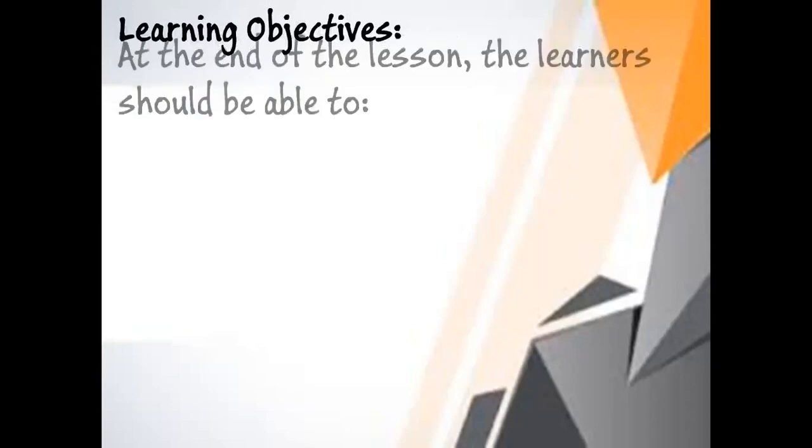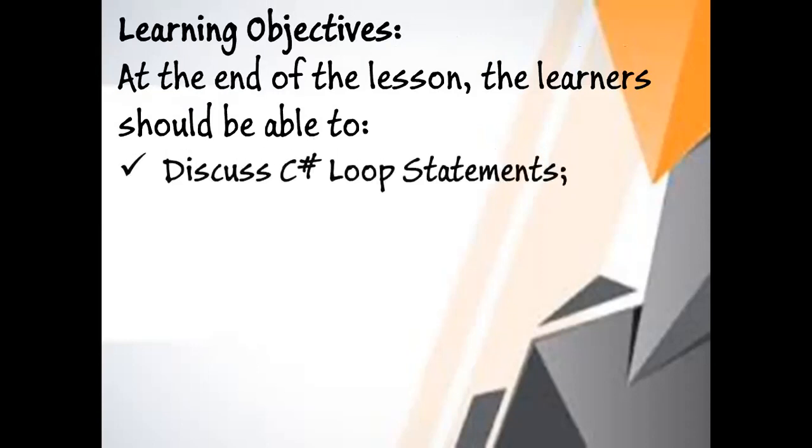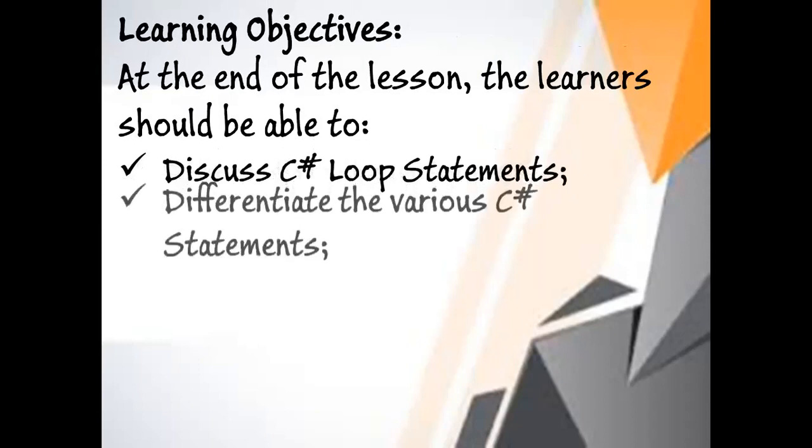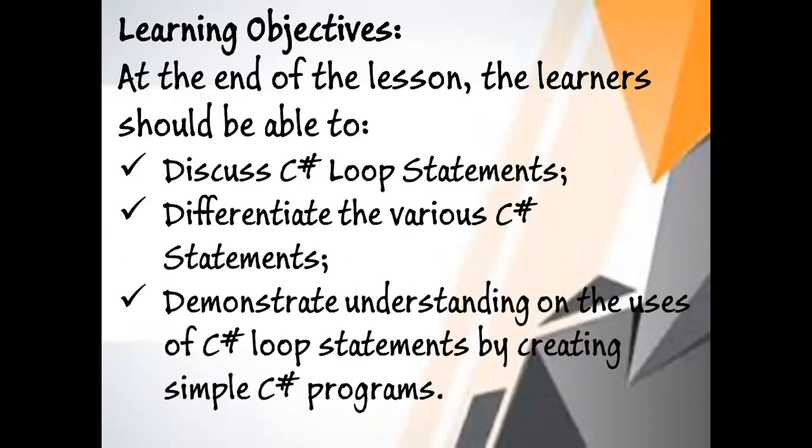So to start with, let us know what are the learning objectives of lesson 5. At the end of the lesson, the learners should be able to discuss C-sharp loop statements, differentiate the various C-sharp statements, and demonstrate understanding on the uses of C-sharp loop statements by creating simple C-sharp programs.